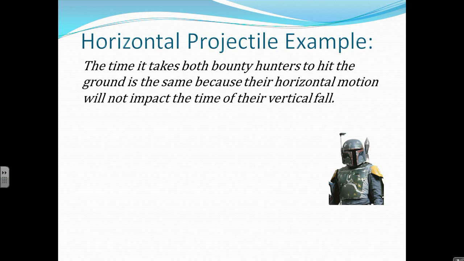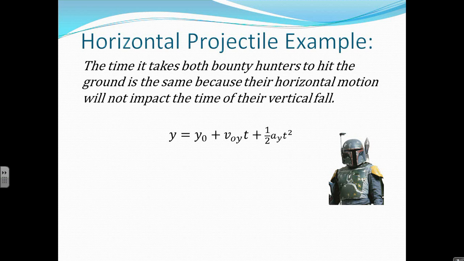Because they take the same amount of time to hit the ground, and their horizontal motion does not impact the time of their vertical fall, we can determine the time it takes both bounty hunters to hit the ground. And this is the first step that we want to take. Once we have this time of the fall, we can go back and find out how far horizontally the launched bounty hunter moved, and divide that by the time to find the velocity that he left the cannon with. So let's first find this time that it takes them to fall.